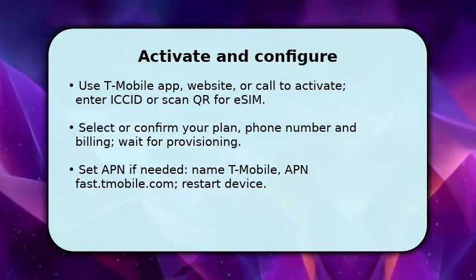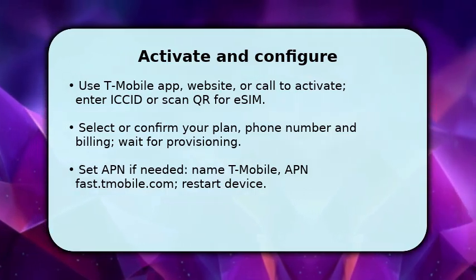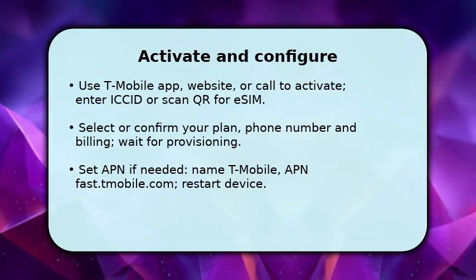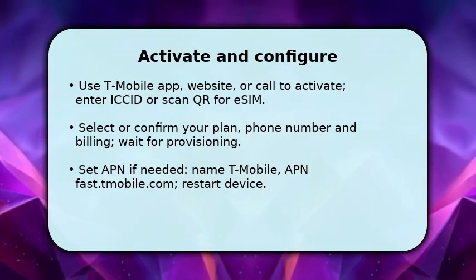If data doesn't work after provisioning, manually set the APN to fast.t-mobile.com and then restart the phone to complete network registration and ensure voice and data are active.